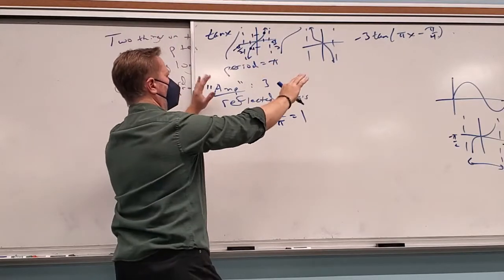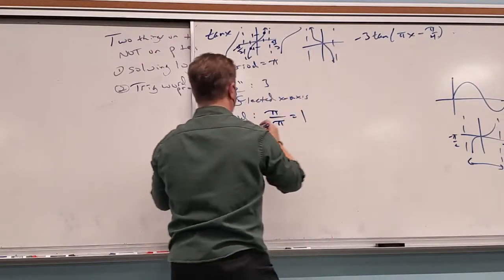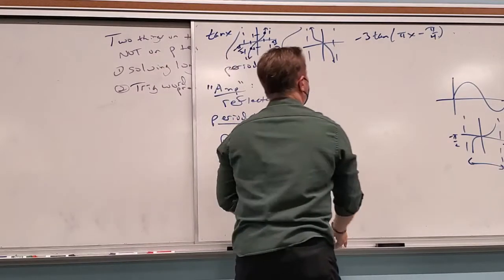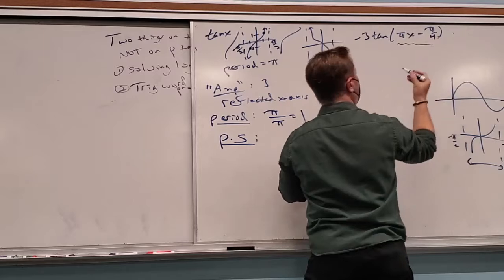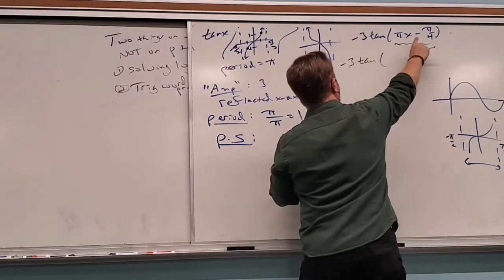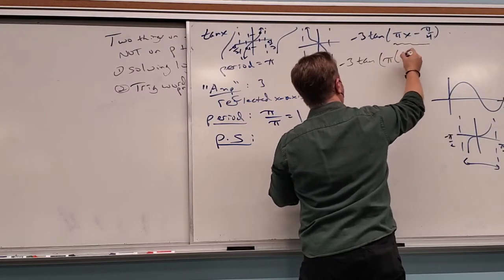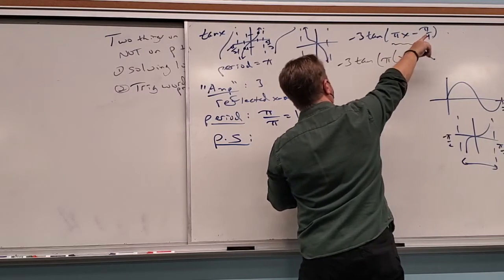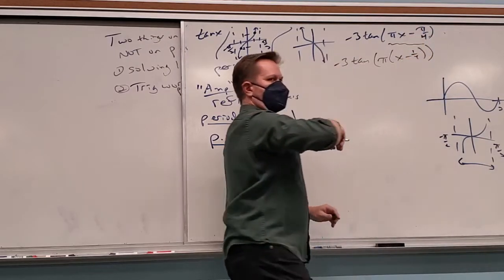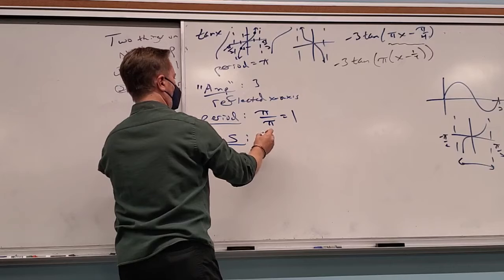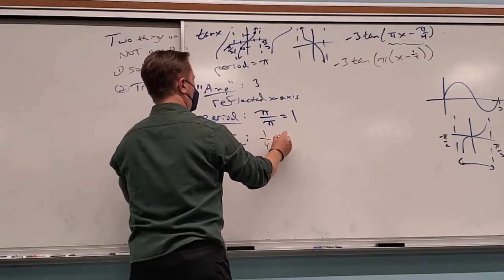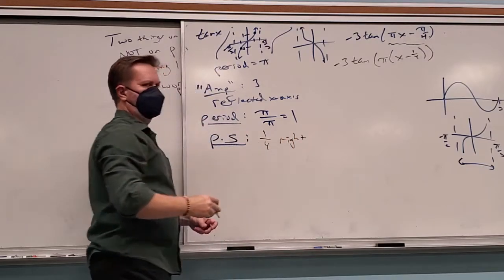Okay. What do I still have to do here to help me figure out the phase shift? What do I have to do here? Ooh, you're good. If I take a pi out, what's left? 1/4, good. All right, take a pi out, 1/4. So what's the phase shift? How much to what direction? 1/4 to the right. Okay, I like it.